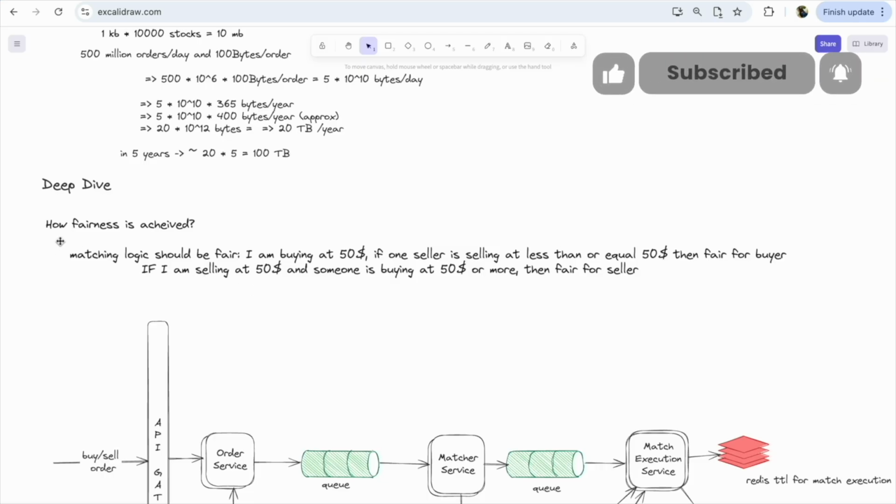First, I want to discuss the matching logic and how fairness is achieved in it. Our matching logic should be very fair, so we need to consider two things here. First, let's say I am buying a stock at $50, and if a seller is selling at less than or equal to $50, then that is fair for a buyer, right? And if I'm selling at $50 and someone is buying at $50 or more, then that is fair for the seller. So while matching, we need to keep track of these two things.